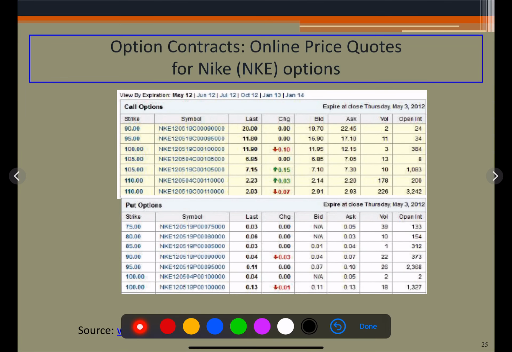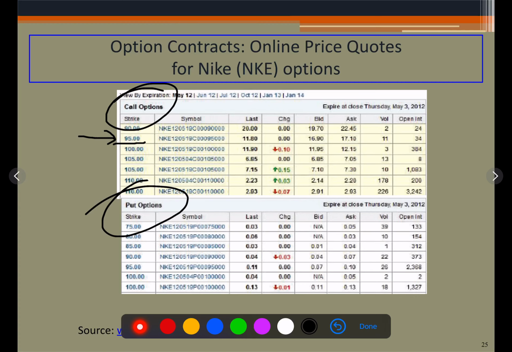Over here, just look, this is the quote of the call option contracts over here and the put option contracts over here. So this is the call option contract, giving a right to the buyer of the call option to buy the Nike stock at $95. So this is the strike price.